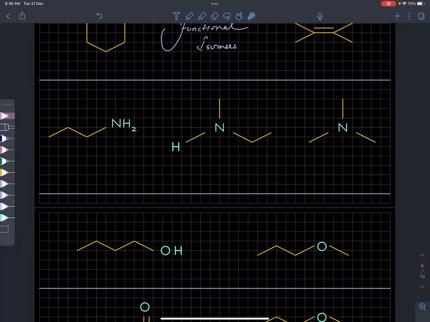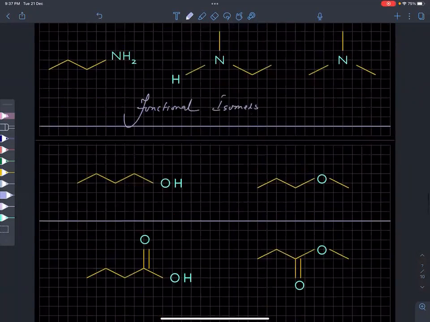Functional isomers. First check whether they are isomers or not. 1 carbon, 2 carbon, 3 carbon. All have 3 carbons. So obviously, yes, sir, these are isomers. So primary amine, secondary amine, and tertiary amine are? Functional isomers. These are functional isomers. What about these two?